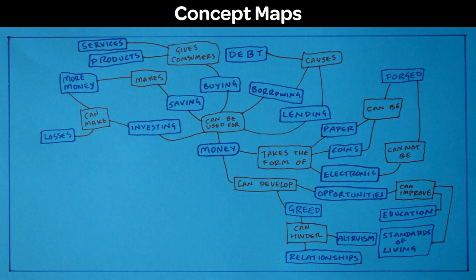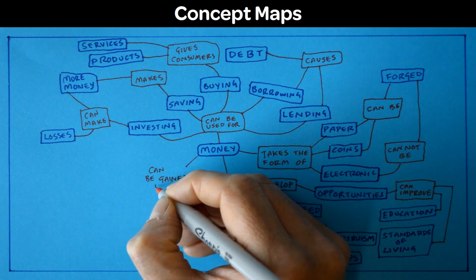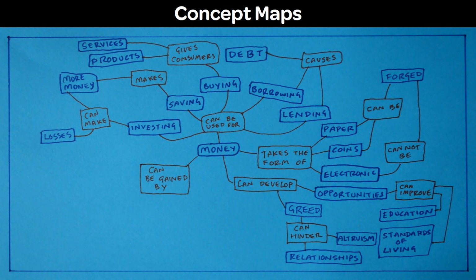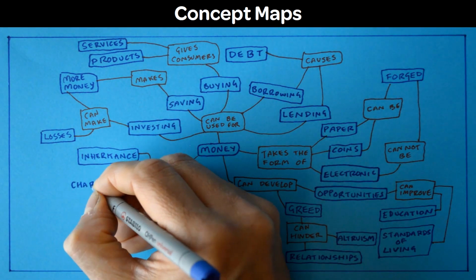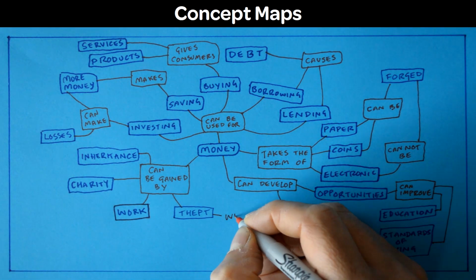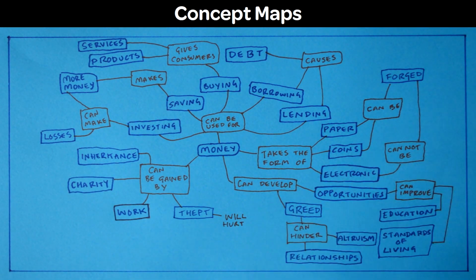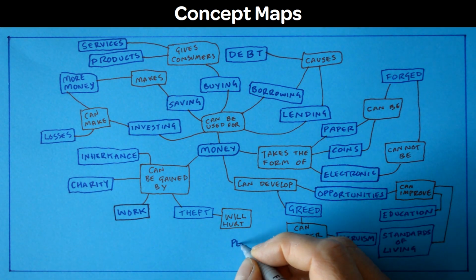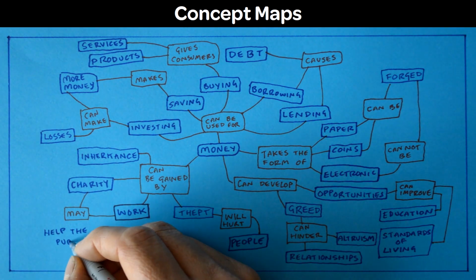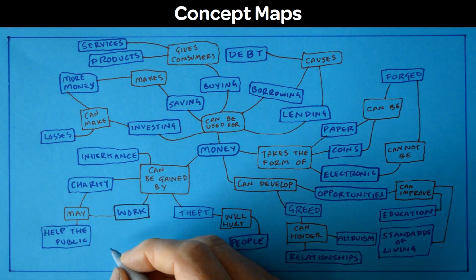Another linking phrase I'll add is can be gained by. Now I have to think of ways that money can be gained. I'll choose inheritance, charity, work, and theft. Theft is bad, so let's choose the linking words will hurt, and then let's see who gets hurt by theft. Oh yes, people. In comparison, both charity and work may have positive effects. They may help the public. But how may charity and work help?